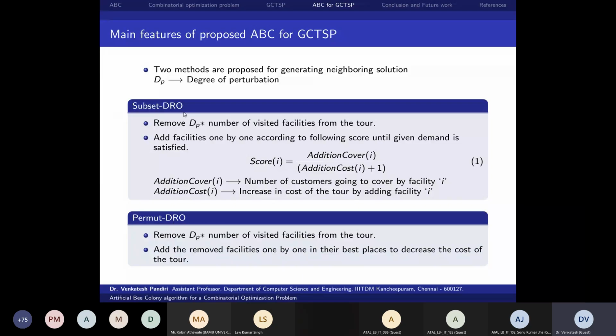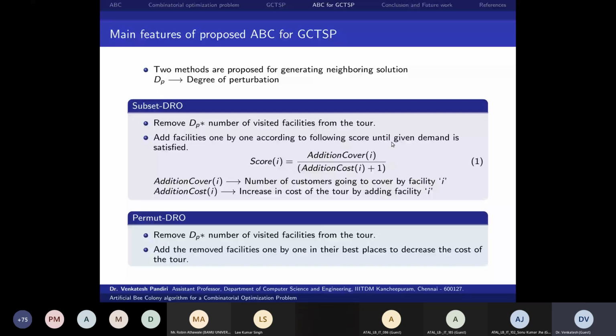This subset DRO takes care of the subset selection. It will randomly remove a number of facilities from the tour, and again, according to this score, it will add the facilities back. I will show a diagram of that. During this destroy and repair operator, whatever tour is already there will be destroyed, meaning some of the facilities will be removed from the tour, and new facilities will be added according to this score until the given demand is satisfied.